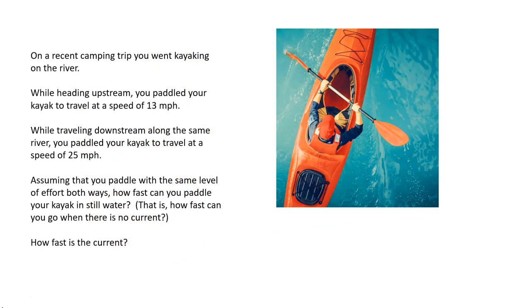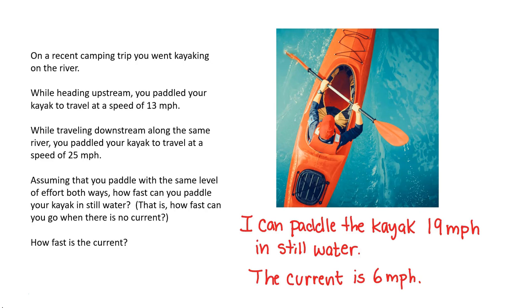Good job, you got the answer correct. So let's look at the question to recap it. On a recent camping trip, you went kayaking on the river. You were able to travel 13 miles per hour while paddling upstream. You were basically able to travel 25 miles per hour while traveling downstream. And so that means that I can paddle the kayak at 19 miles per hour in still water, and the current is 6 miles per hour.